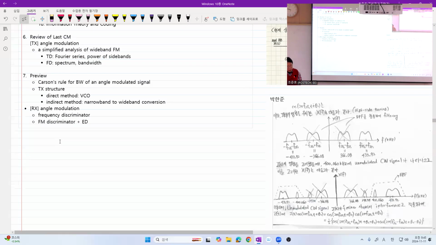Anyway, so here goes the review of last class meeting. We studied the transmitter part, especially the transmitter part of the angle modulator with emphasis on frequency modulator. And this angle modulation in nature can be classified as a nonlinear modulation. Of course, its special case becomes linear. However, in most of the cases, it's nonlinear modulation. So it's very hard to analyze what will happen at the output.